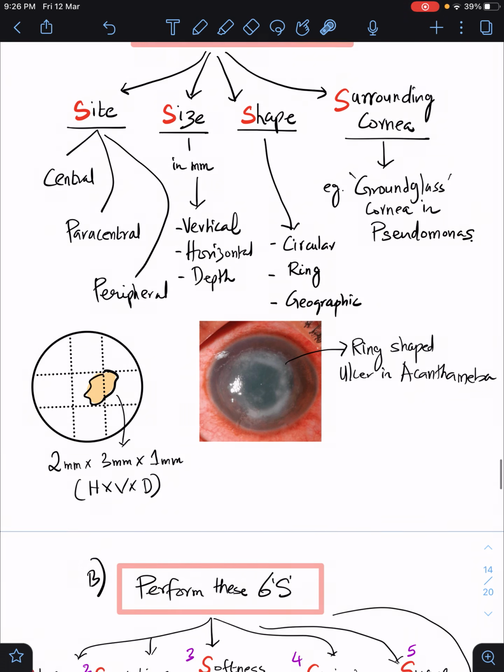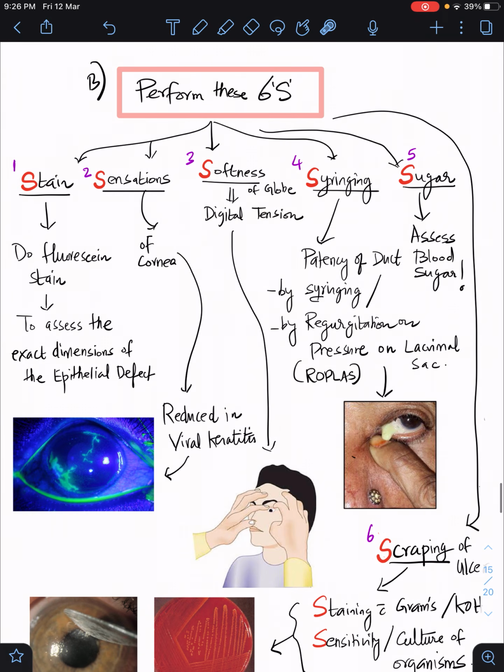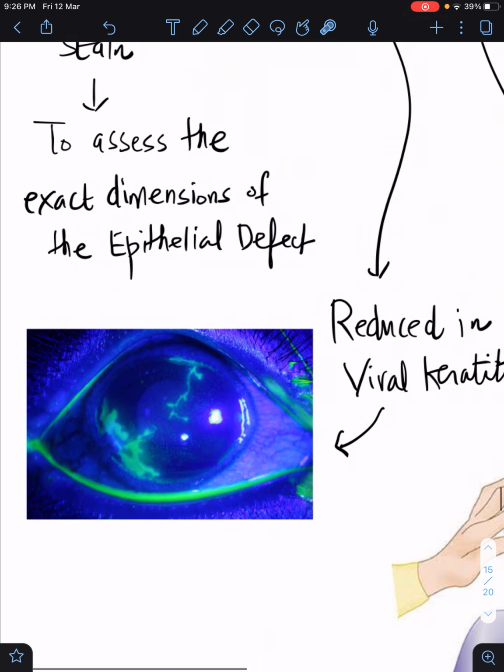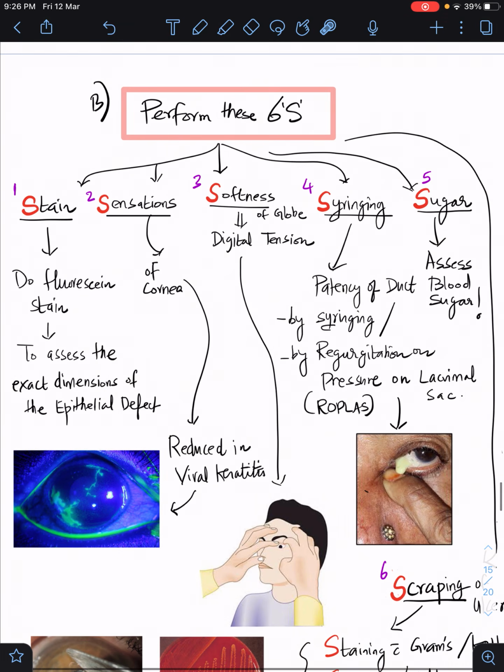Now, what are the 6 S's that you have to perform? First, always stain. Why do you have to stain? To assess the exact dimensions of the epithelial defect. You can see the geographic ulcer here, which is very common in herpetic ulcers. Second, sensations. Check for the sensations of the cornea. Again, reduced in viral keratitis, reduced in neurotrophic keratitis. Very important to check for sensations.